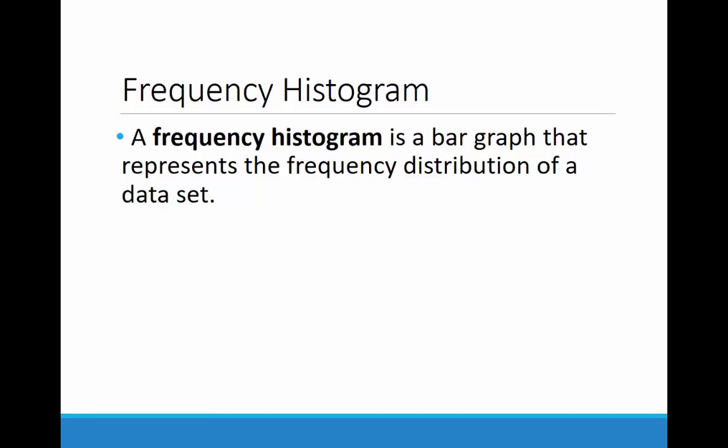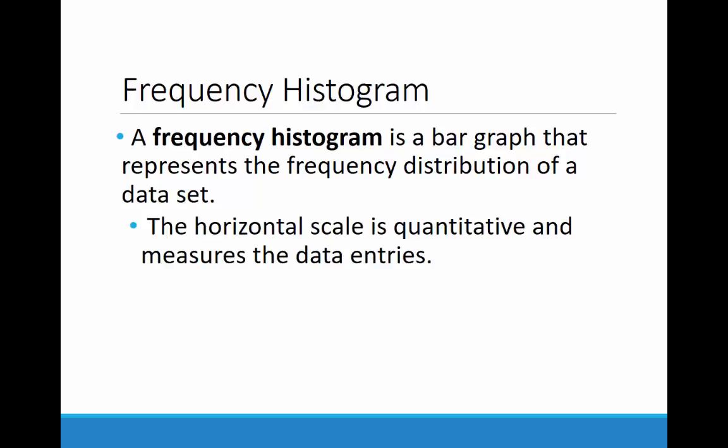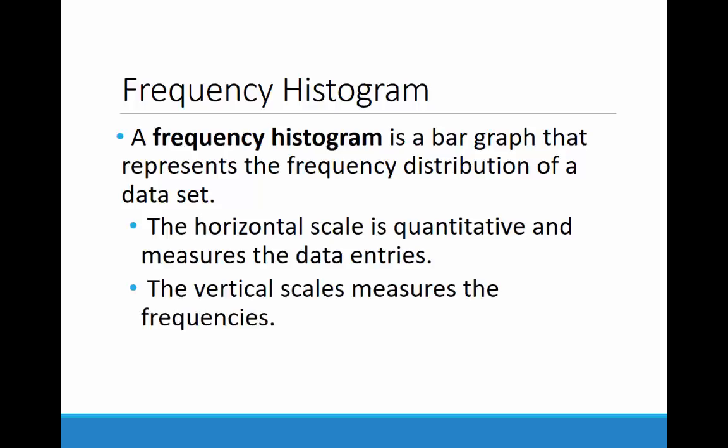A frequency histogram is a bar graph that represents the frequency distribution of a data set. Few things to keep in mind. Number 1, the horizontal scale is quantitative and measures the data entries. The vertical scales measure the frequencies, and consecutive bars touch.